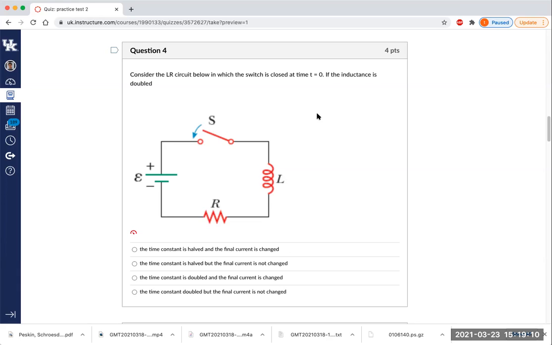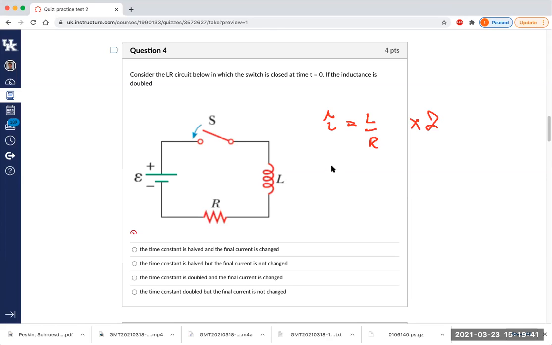Well, let me write down a couple of equations. So the time constant of the circuit is dependent on the resistance and the inductance. It's the ratio of the inductance to the resistance. So if we increase the inductance by 2, but we don't change the resistance, the time constant is going to be twice as big. And so it's going to take twice as long for the current to build up.